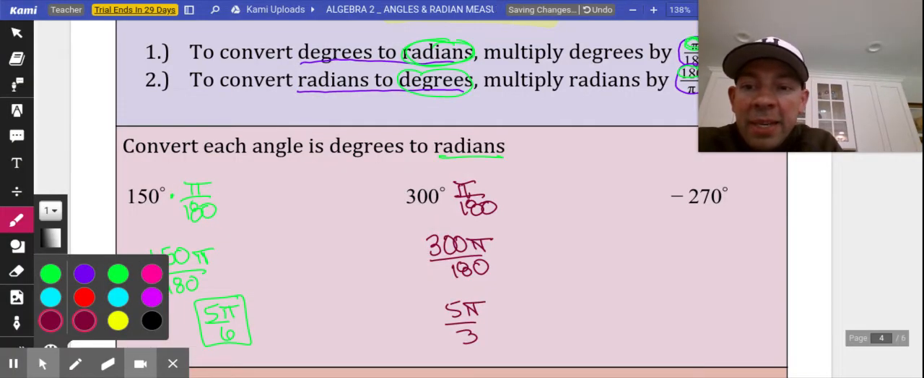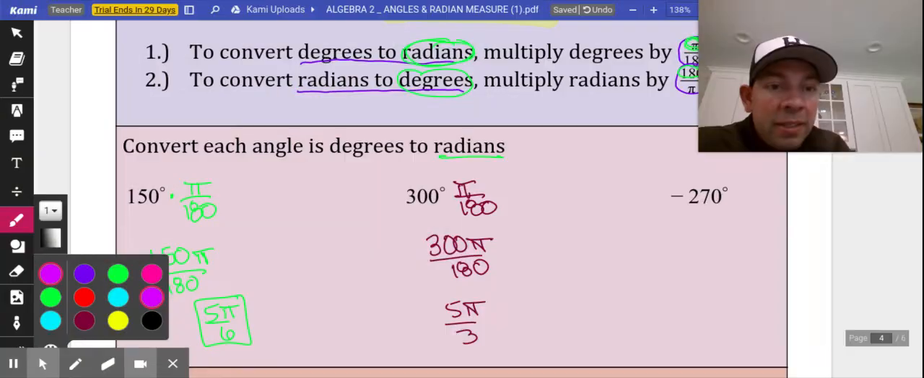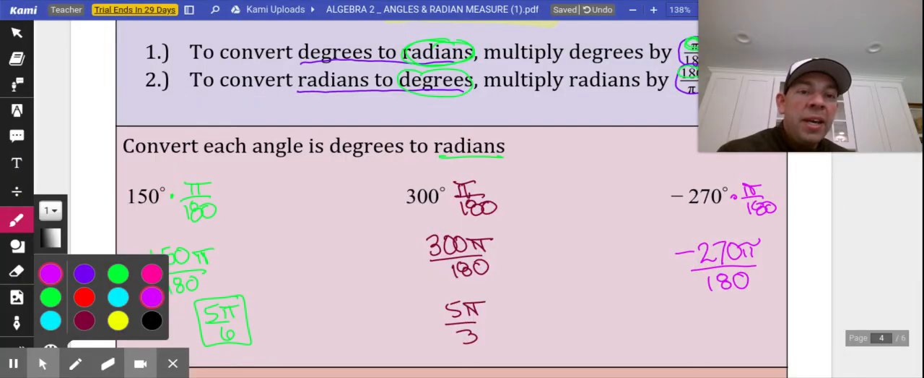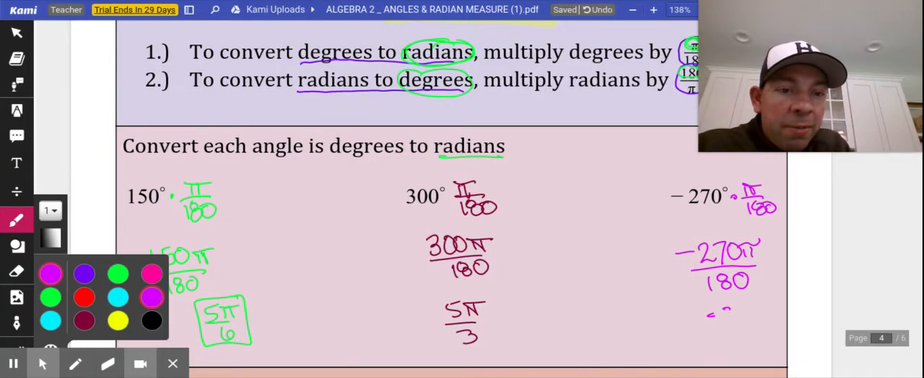And then last but not least, let's see, multiply by pi over 180. So we get negative 270. If you recall, a negative angle is okay. It just means we rotate clockwise instead of counterclockwise. And in this case, everything's divisible by 90. So you're going to get negative 3 pi over 2.